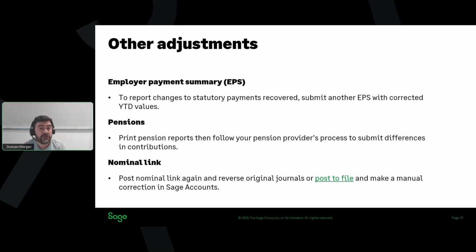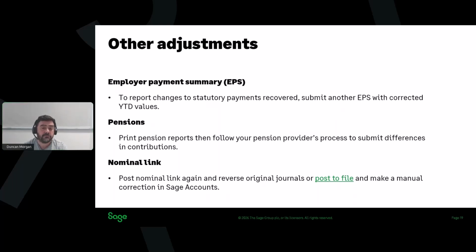And a quick note, if you do use the nominal link and you've gone back to reprocess, you will be prompted to post that nominal link again following a correction. So you could go ahead and do that and manually reverse the original journals for those employees.